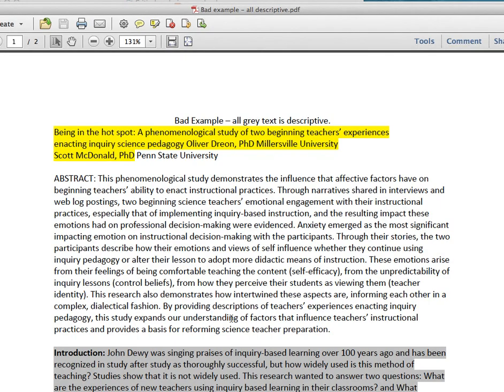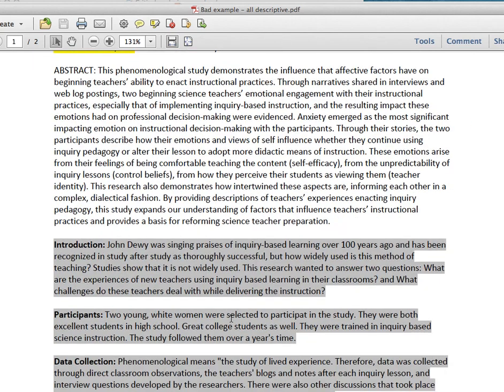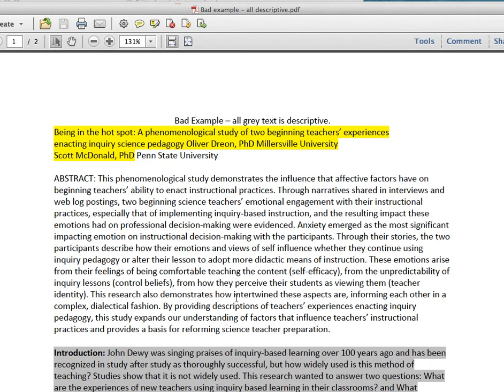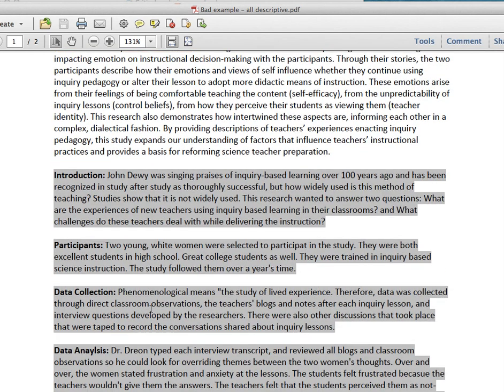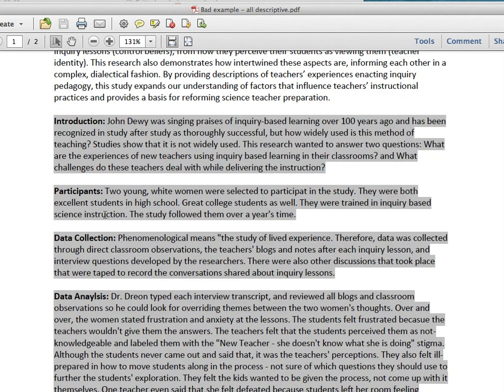So this is an example of the bad one. And this actually wasn't done by a student. I created this to create a bad one. So there's a title of the article, that's fine. Abstract, that's what we want you to do. But then everything in gray is mere description. Right? For example, participants. 2 young white women were selected to participate in the study. They were both excellent students in high school, great college students as well. They were trained in inquiry-based science instruction. The study followed them over a year's time. That is simply reporting what was said in the article.